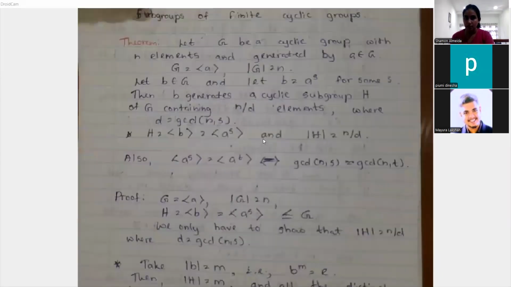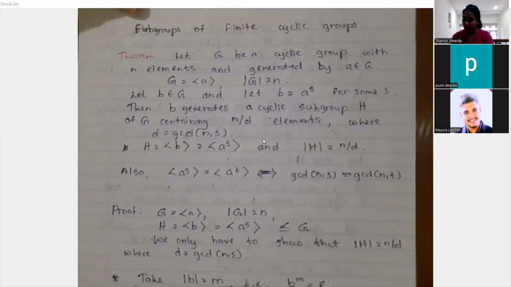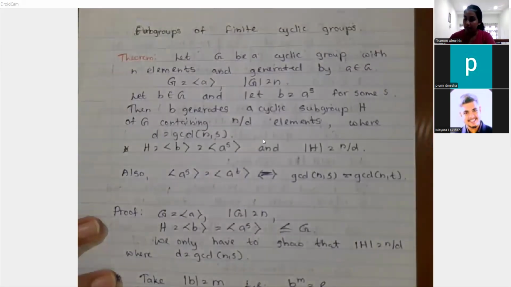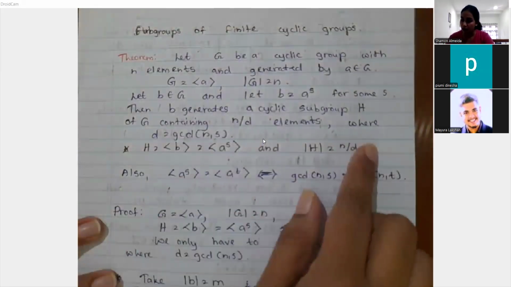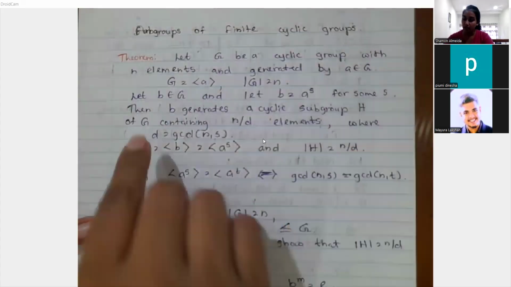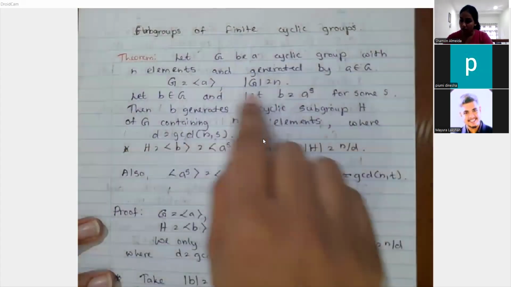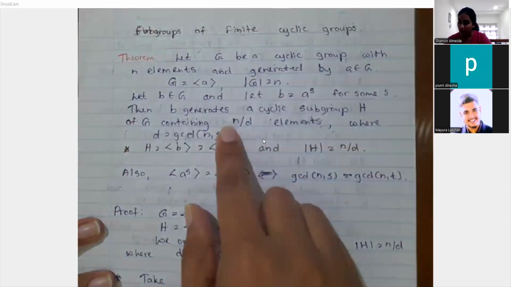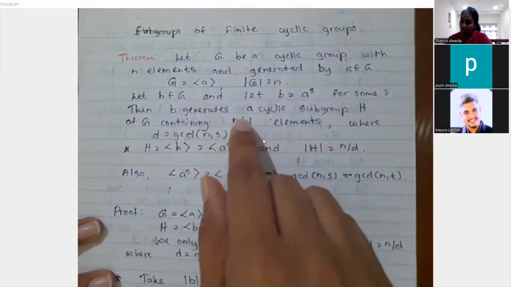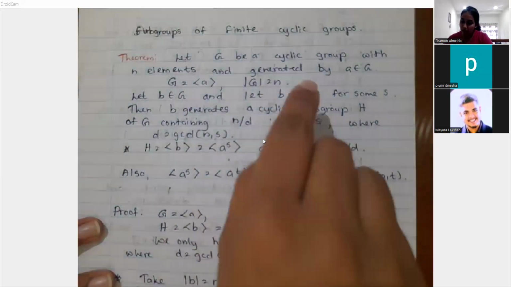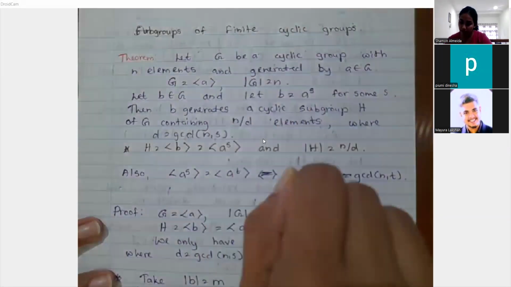Right, so last time we were in the middle of proving this theorem. Let me go over the statement and what we've proved so far. Let G be a cyclic group with n elements and generated by an element A, right? Which is what's given over here. Then we take an element B in G, and because G is generated by A, B has to be some power of A. So we'll take it to be A to the power of S.